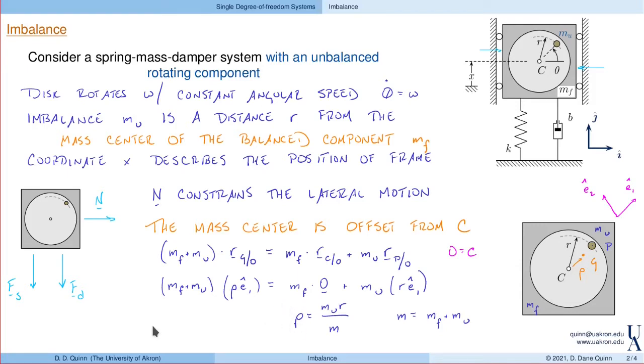This quantity rho is referred to as the eccentricity. It's the distance between the center of rotation and the actual mass center of the system. If the mass imbalance is small relative to the total mass of the system, then the eccentricity is small relative to how far away that imbalance is located. For most mechanical systems, we expect them to be relatively well balanced, which means that mu would be small. As a result, the eccentricity is expected to be small.